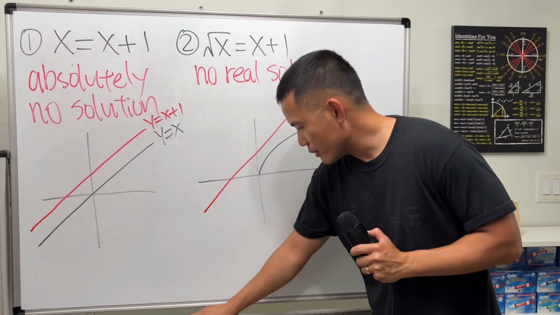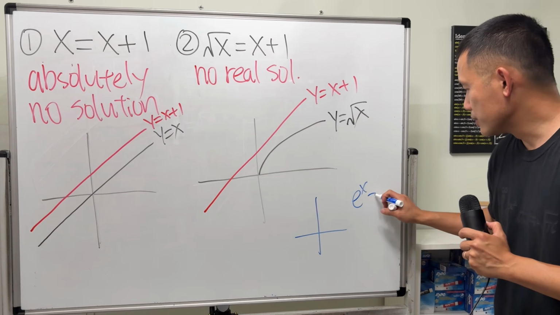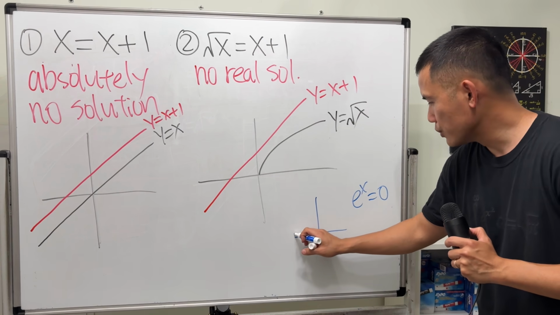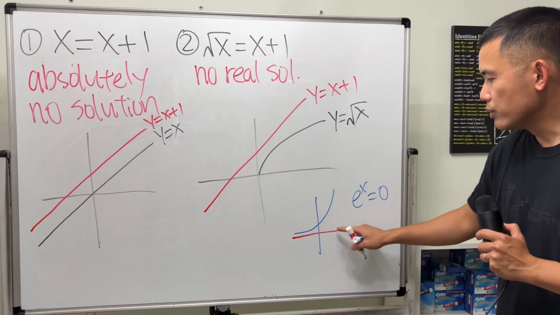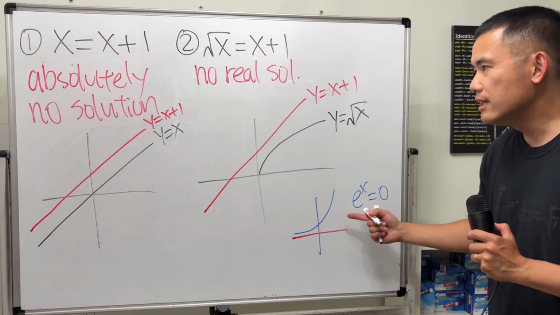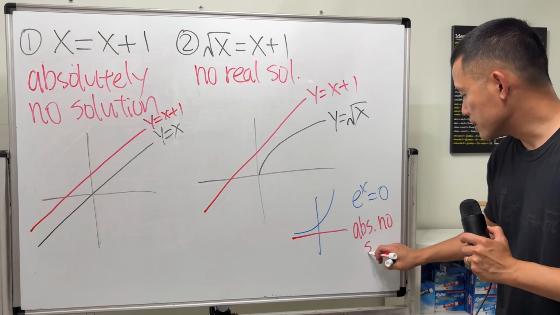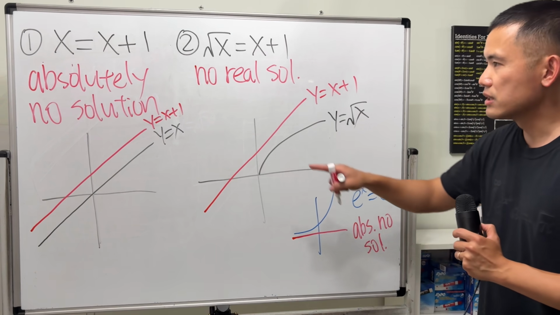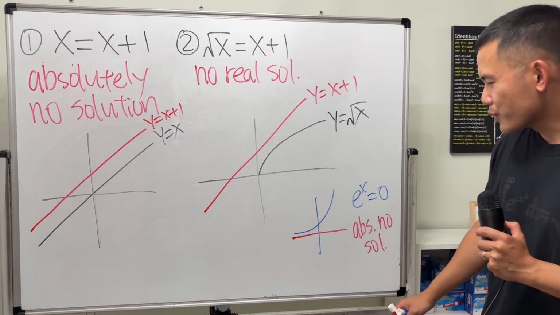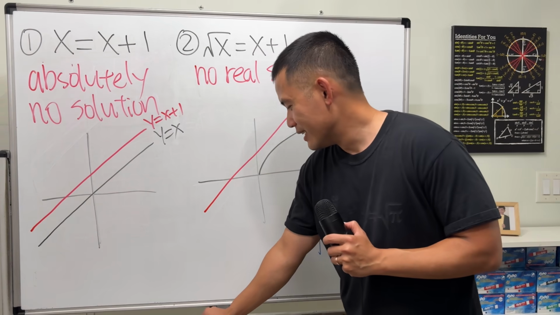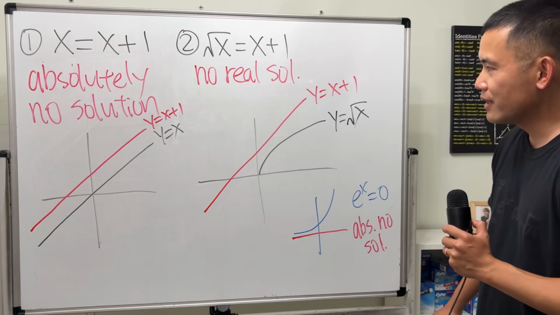Another case I want to point out is, if you look at this equation, e to the x is equal to 0. If you graph e to the x, which is this, and if you graph 0, which is this, they do not intercept either. And this right here has absolutely no solutions either, just like the first one. So sometimes from the graph, I don't know if you can really see if it's a no solution or absolute no solution situation.